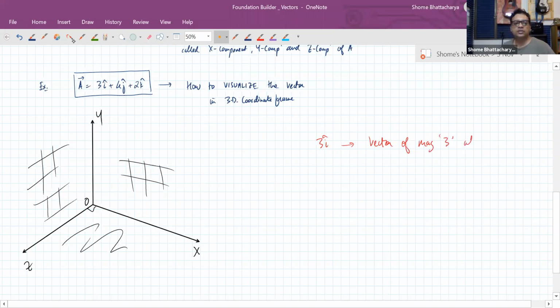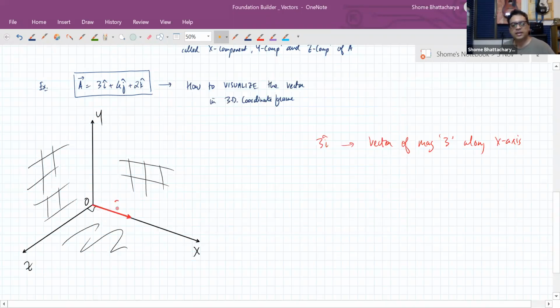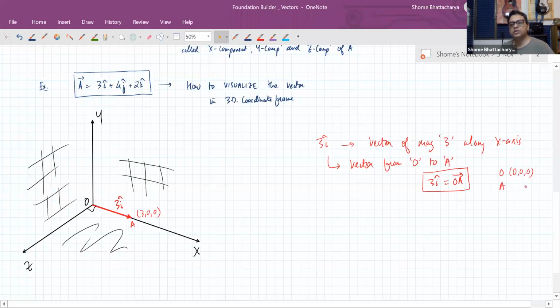So in my diagram over here, I could represent it by just drawing this. If this vector is 3 i cap, then I could say that it points from the origin to a point A, where the coordinates of the point A are 3, comma 0, comma 0. So 3 i cap is the vector OA in my diagram, where the origin obviously has coordinates 0, 0, 0, and the point A has coordinates 3, 0, 0.